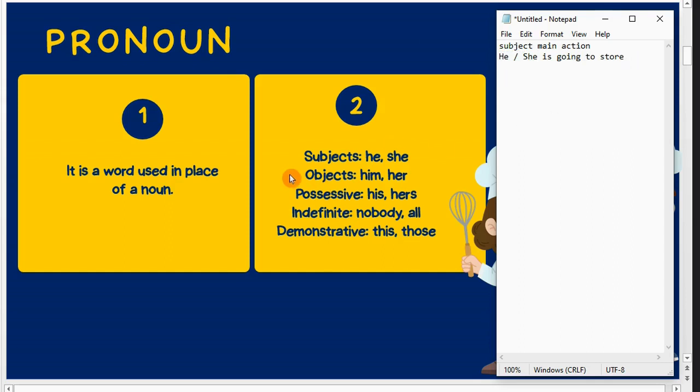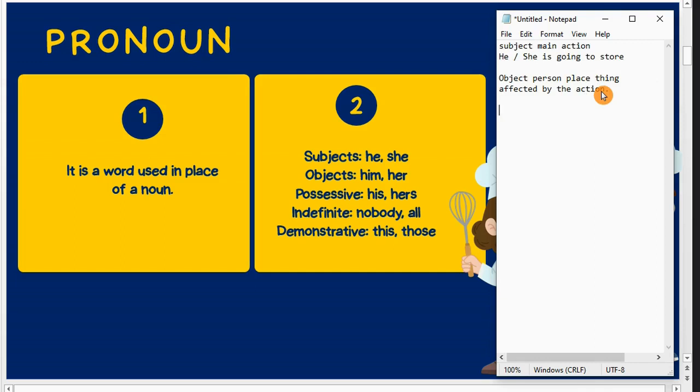This is the subject. Now we will discuss the object. What is an object? The object is the person, place, or any kind of thing affected by the action. Okay, it is known as the object.